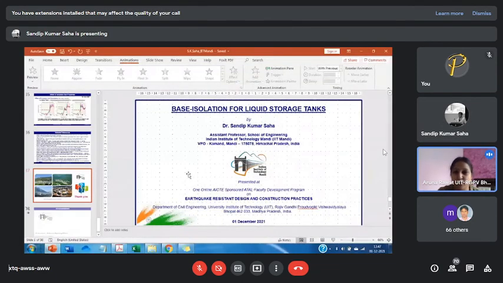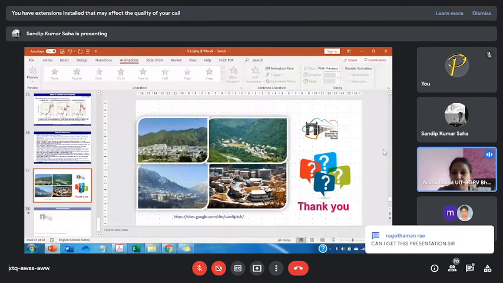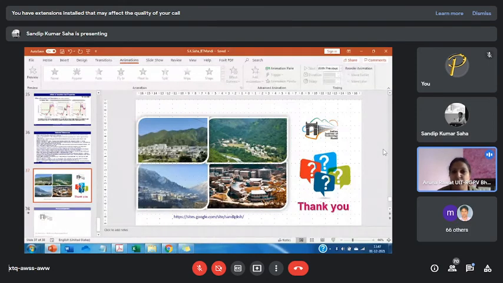Like, liquid storage tank is one of the important lifeline structures which has to be earthquake resistant. So, sir has explained very briefly how the modeling is done and how the analysis is done. Any questions from the participants? Please ask.